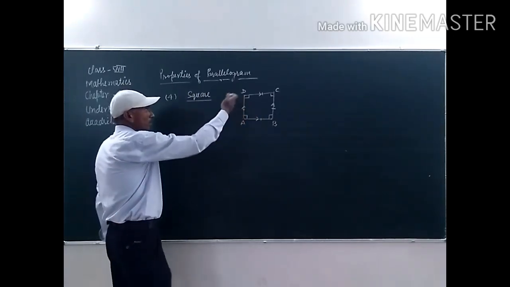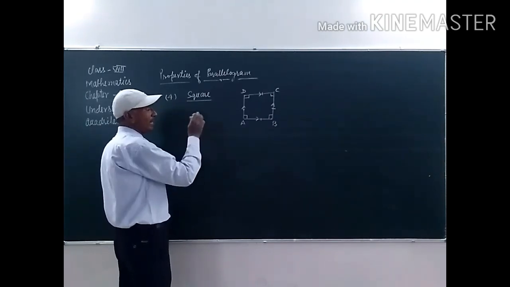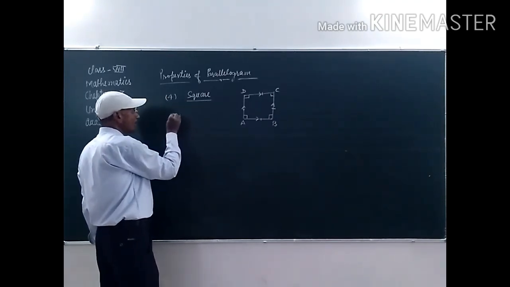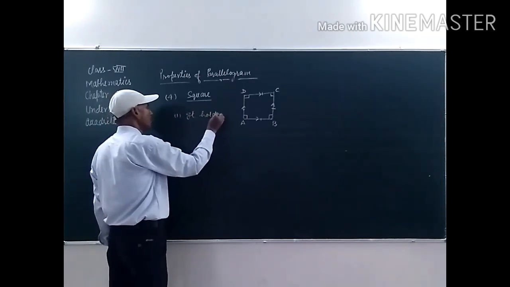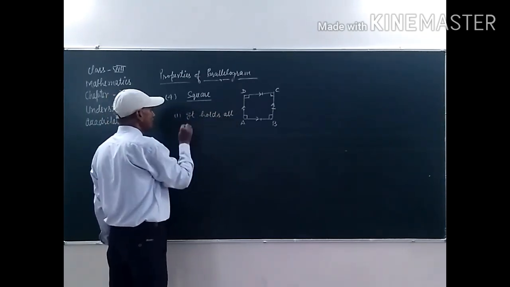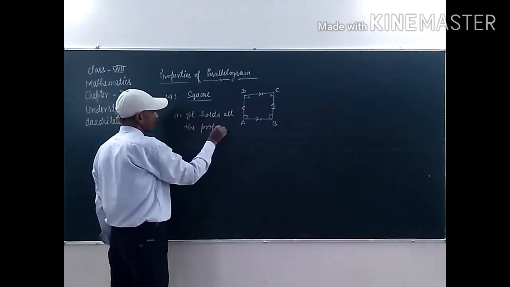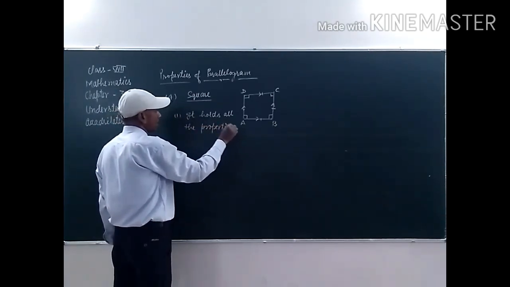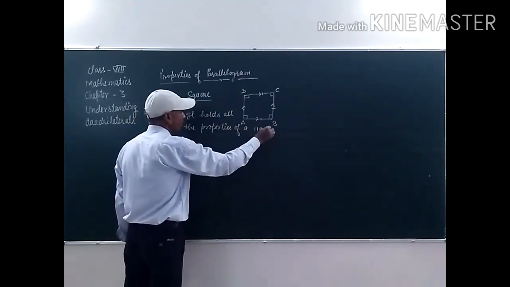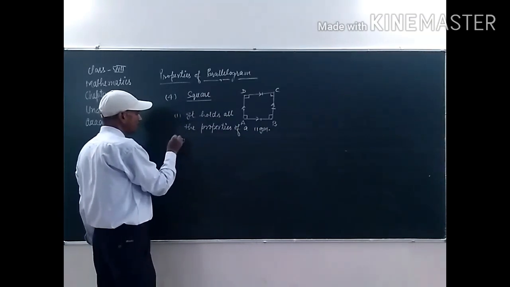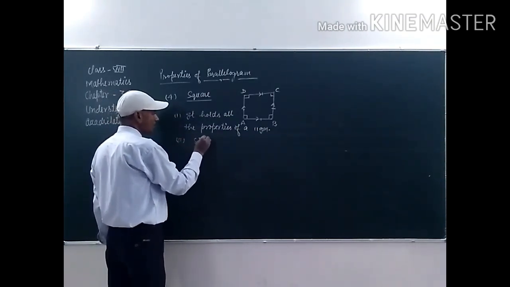So since this square is also a parallelogram, first property: it holds all the properties of a parallelogram. Second one, sides are equal.